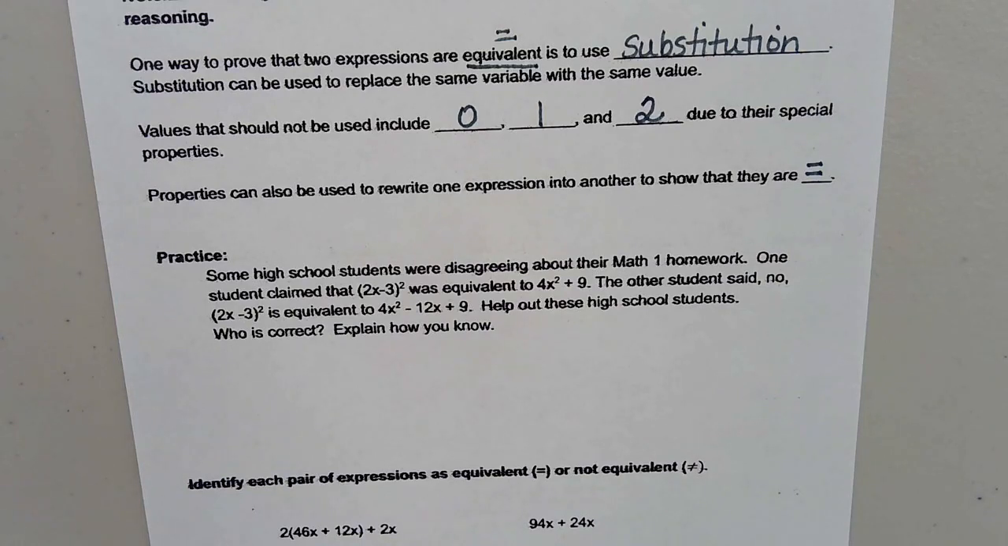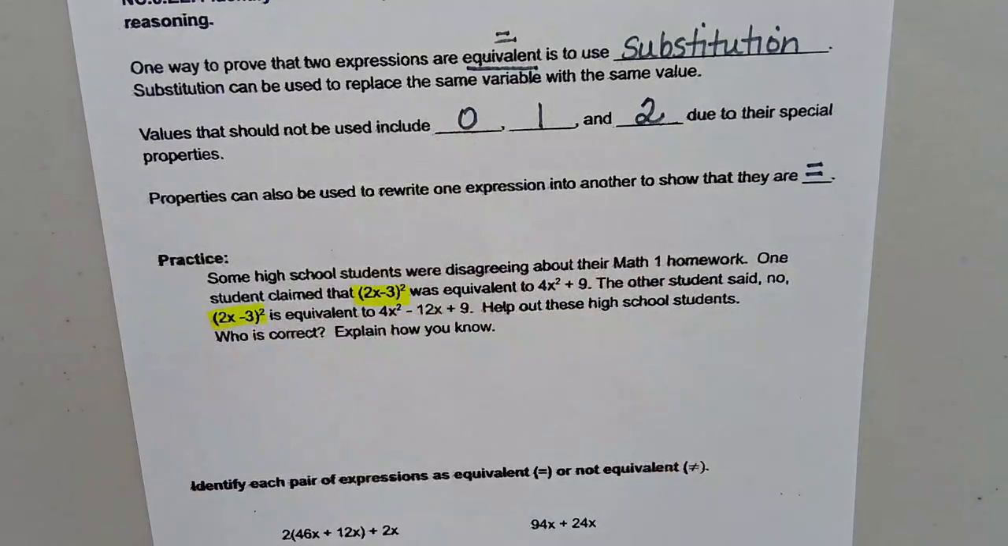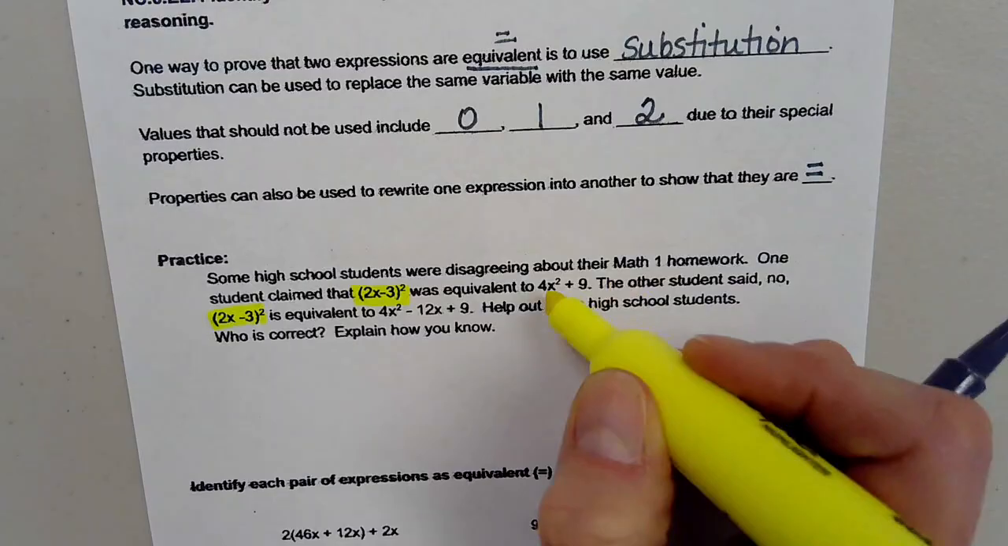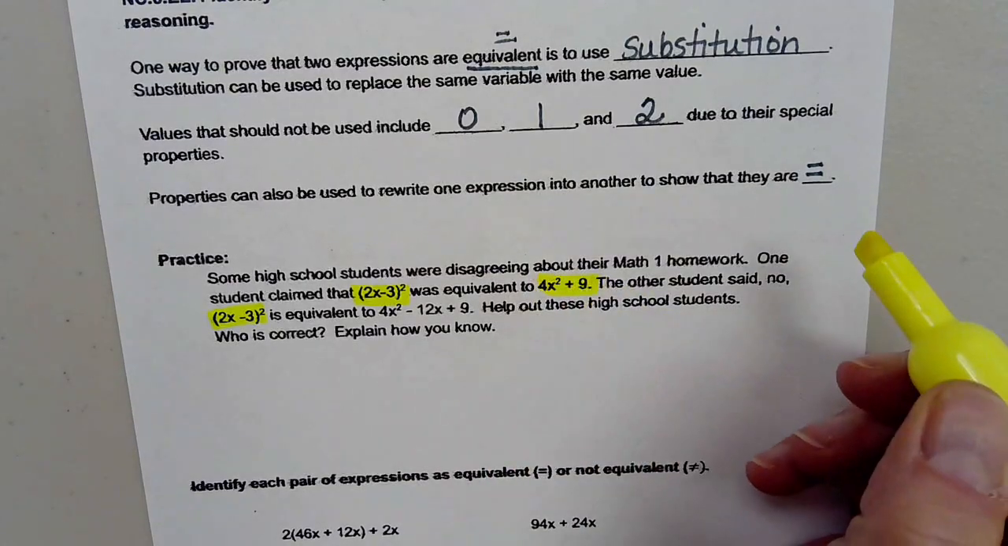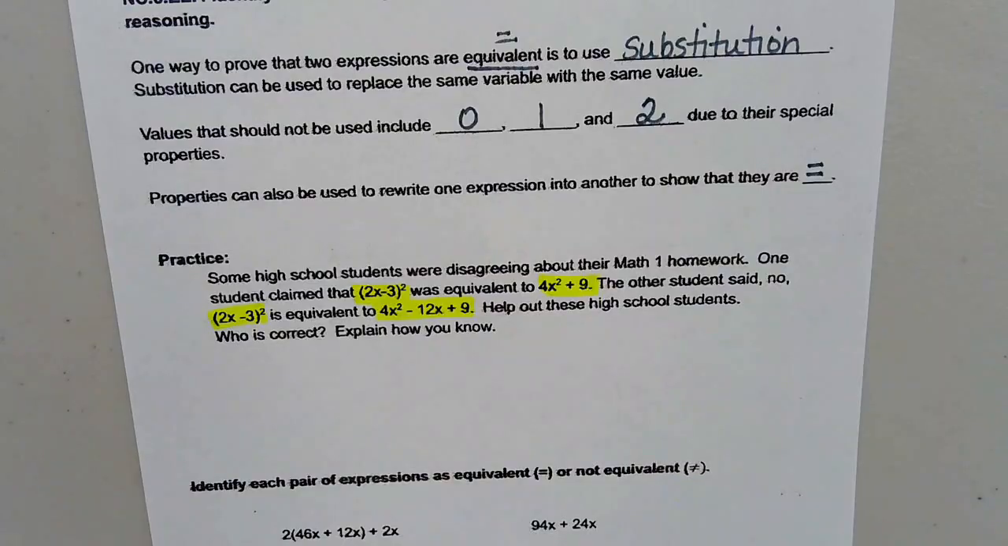So in this problem, we have the problem that is the same for both, and we have the first student that says it's going to be 4x squared plus 9, the second student that says 4x squared minus 12x plus 9. So we're going to take each of those: the original problem, which is 2x minus 3 squared, the first answer of 4x squared plus 9, and then the second answer, 4x squared minus 12x plus 9.